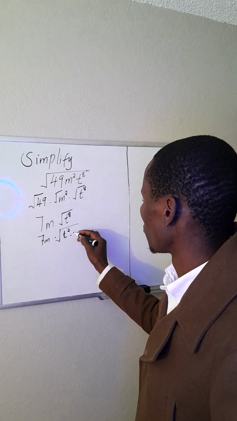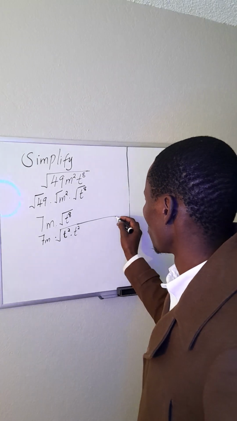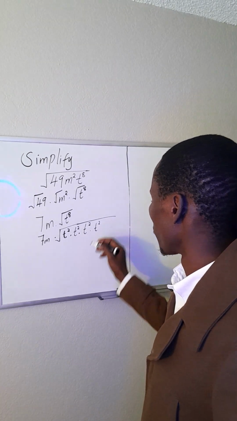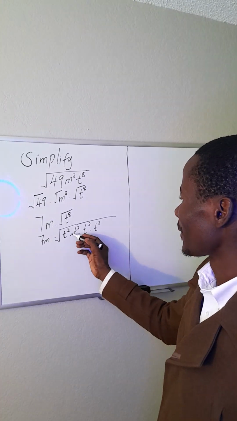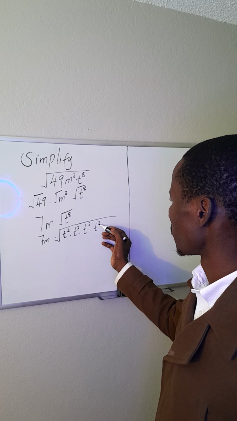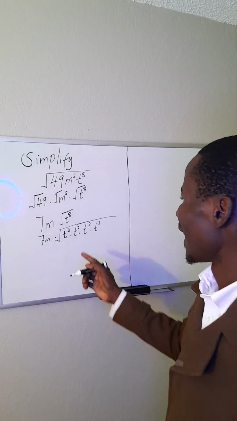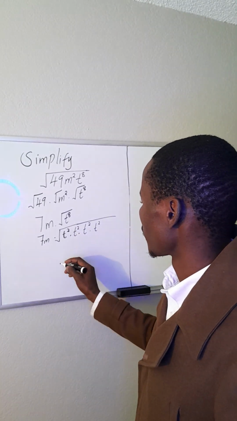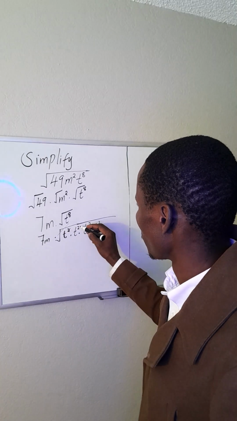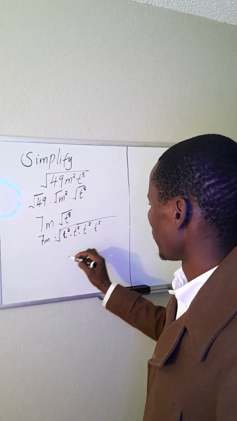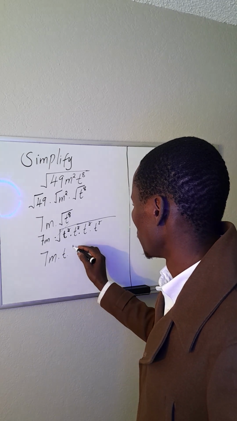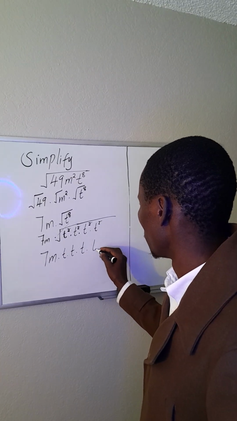t raised to power 2 dot t raised to power 2 dot t raised to power 2 dot t raised to power 2. Because I am multiplying, when I add 2 plus 2 plus 2, that is 6, plus 2, 8. Now what happens? I get the square root. So the square root will cancel out with these twos, all of them. So therefore, what do I have? 7m dot t dot t dot t dot t.